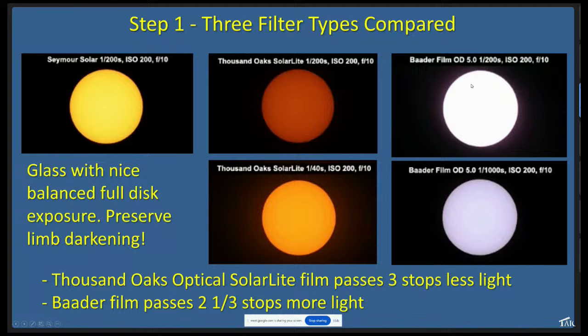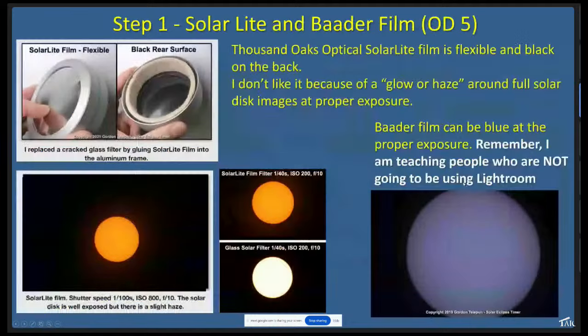So if I want to make the Solar Light have a reasonably yellow exposure, I have to go down to 1/40th of a second. And you see what happens with Solar Light. You get this haze from the film. The film does not have a good cutoff of the edges. And if I want to use Baader film to get a reasonably exposed solar disk that's balanced, I have to go up to 1/1000th of a second. I have to be really, really fast. And you see at that exposure, Baader film is starting to get blue.